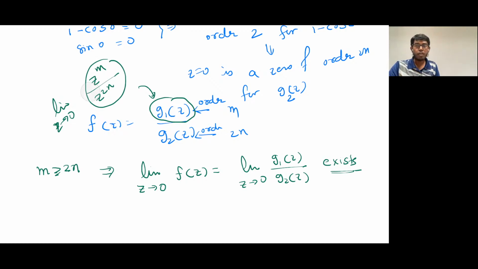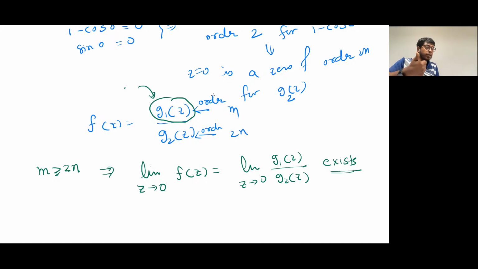Since the order of the zero in the numerator is bigger than or equal to the order of the pole, this limit exists, and hence z equals 0 is a removable singularity. So that's why option 1 is correct.